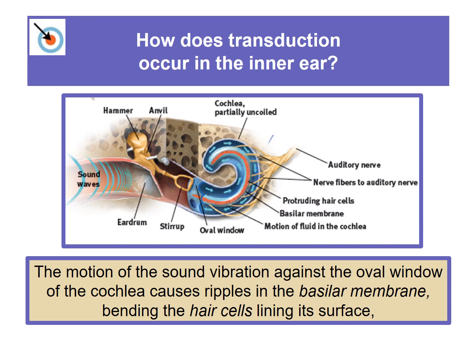So how does transduction occur in the inner ear? The motion of the sound vibration against the oval window, which is that section that you see, it's the eardrum, the stirrup, and then the oval window. It's the very left side of the cochlea. When the sound vibration hits the oval window, the cochlea causes ripples in the basilar membrane, bending the hair cells lining its surface. So there's hairs all along that protruding. You see the basilar membrane, and then the protruding hair cells. When it comes through, those hair cells start to move.